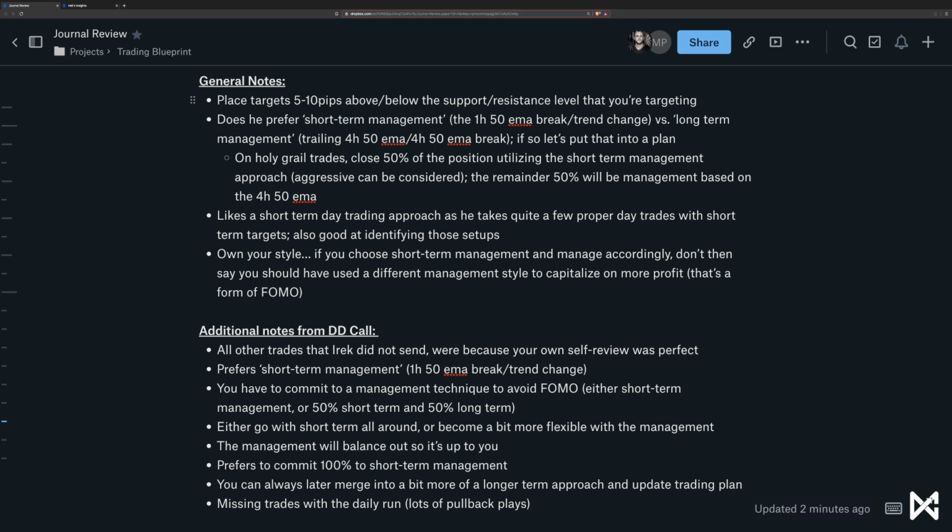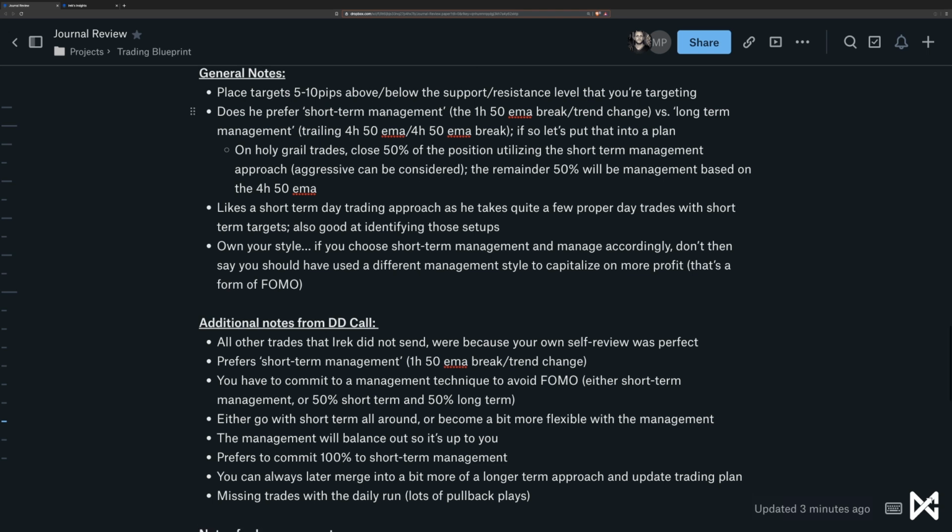Place targets 5 to 10 pips above or below the support and resistance levels that you're targeting, so that your target is not missed, as an example. And if you prefer short-term management, make sure you own that, right?